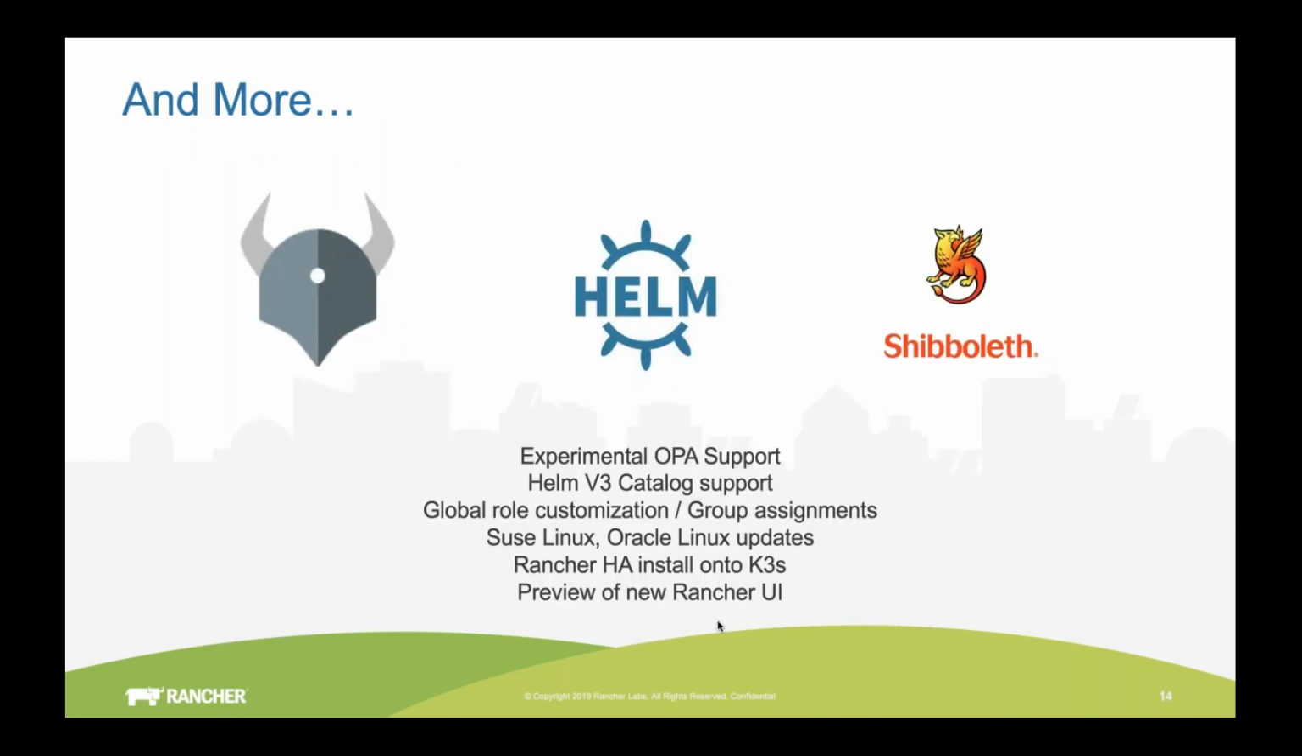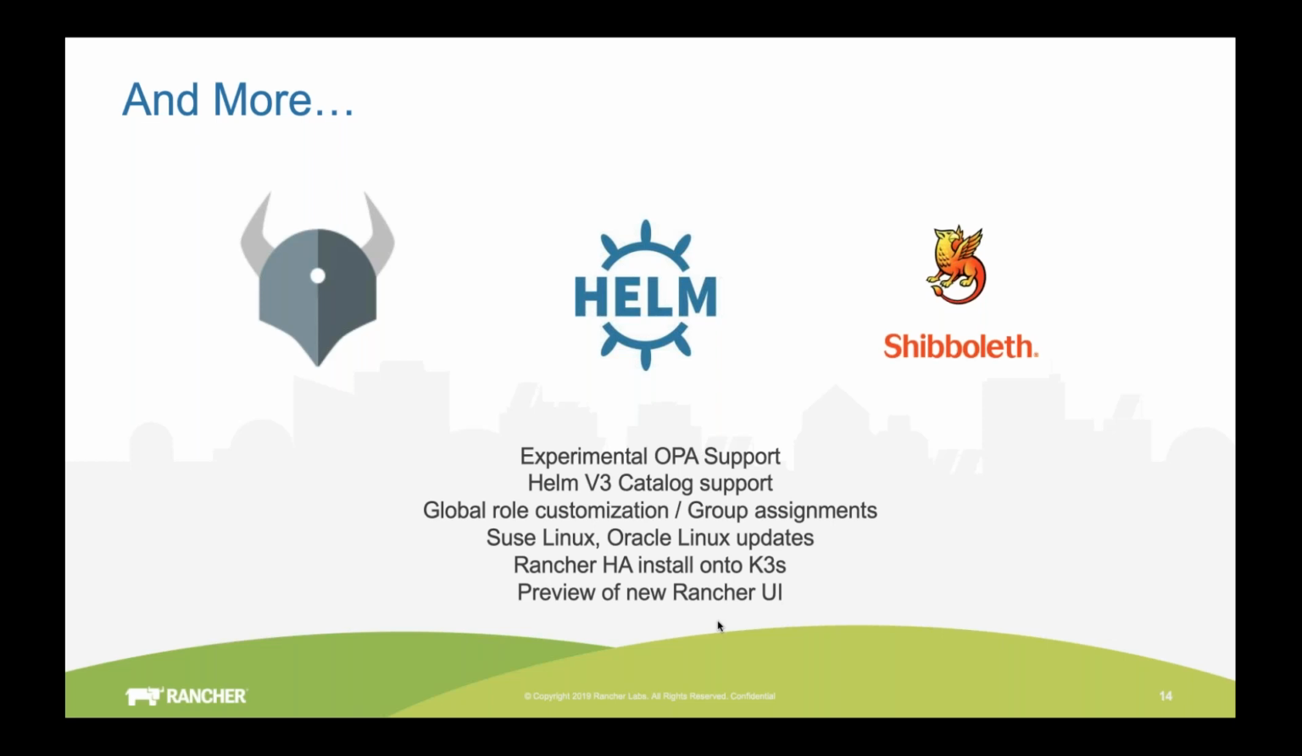Other features that are coming, we're going to have experimental support for OPA through Gatekeeper. This will allow you to set up policies within the cluster for enforcing things like registries or labels or any other policies that you want to enforce on your Kubernetes objects, so that they're created a certain way. And so that'll be experimental. The catalog will gain v3 support for Helm. And so you'll be able to designate a catalog specifically for v3 catalog entries.